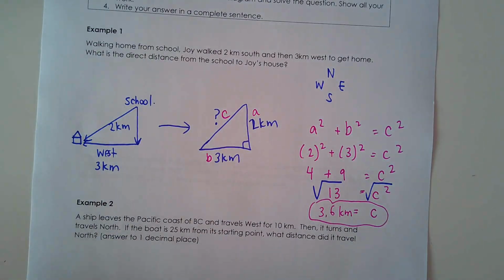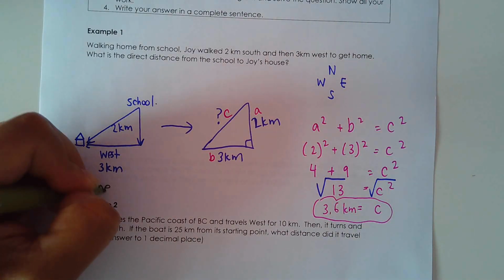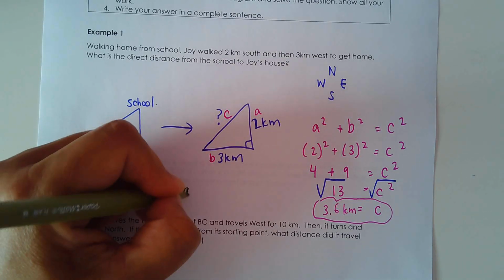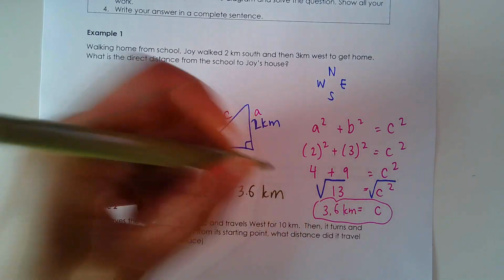And you can write that in a sentence. The direct distance is 3.6 kilometers.